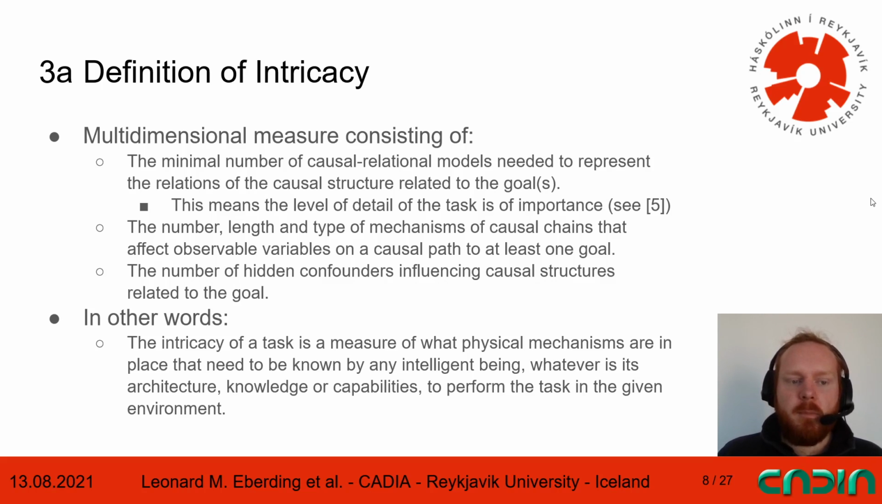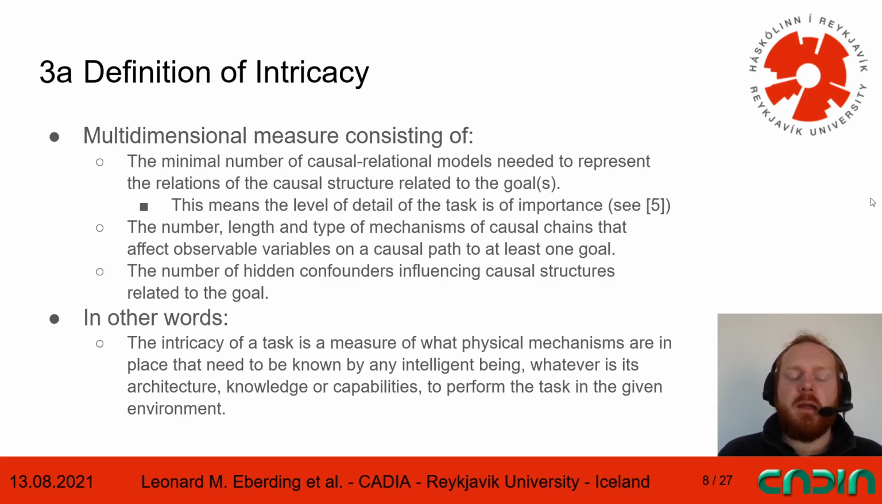Then the next part is the number, length, and type of mechanisms of causal chains. So if we think about the CRMs, which are the relation between the left-hand side and the right-hand side, it is of importance what this relation is. Is it linear, nonlinear, highly nonlinear, discrete? We have to take this into account. And then lastly, the number of hidden confounders which influence the causal structures. So the more hidden confounders we have, the more complicated the task becomes.